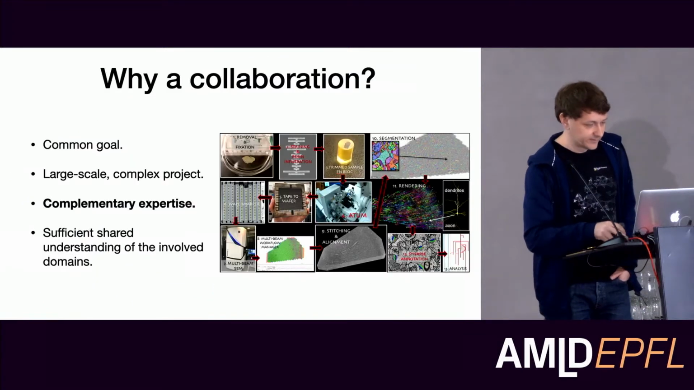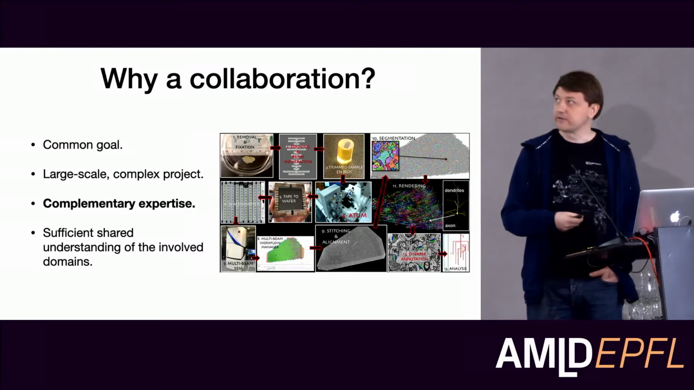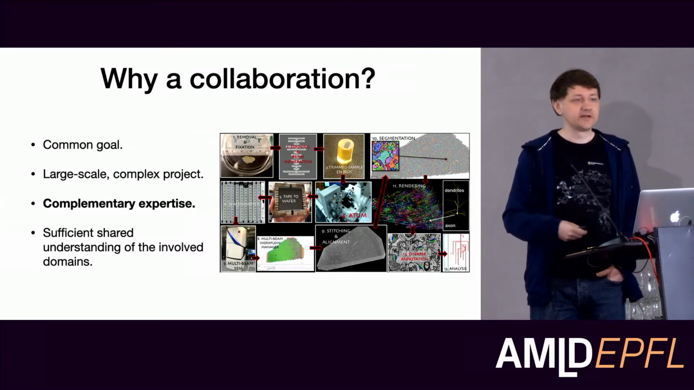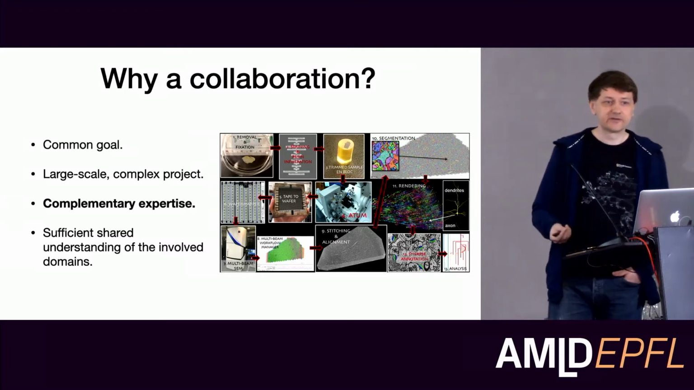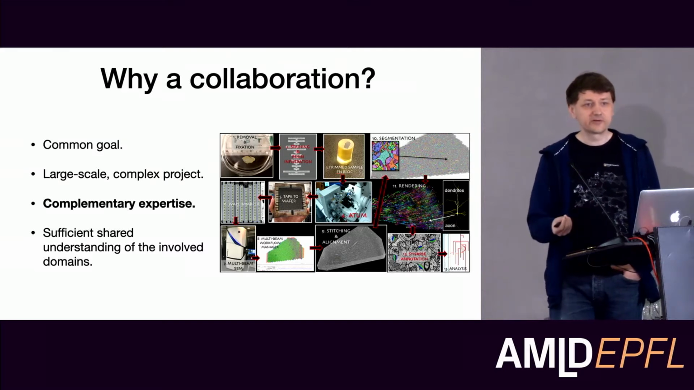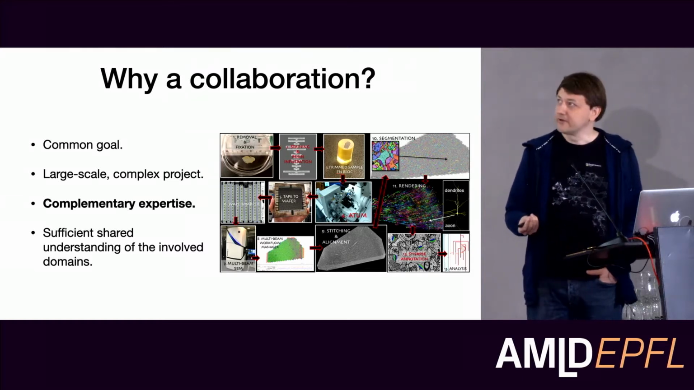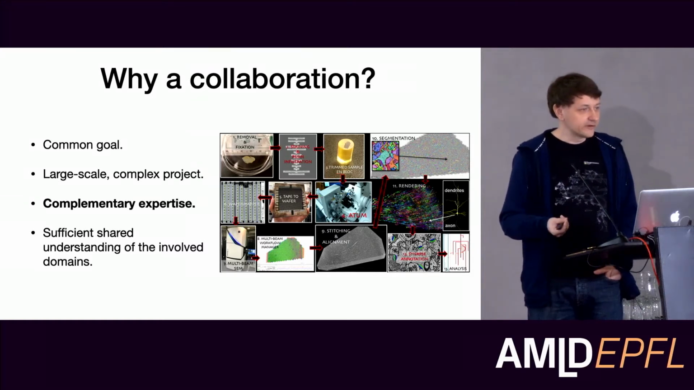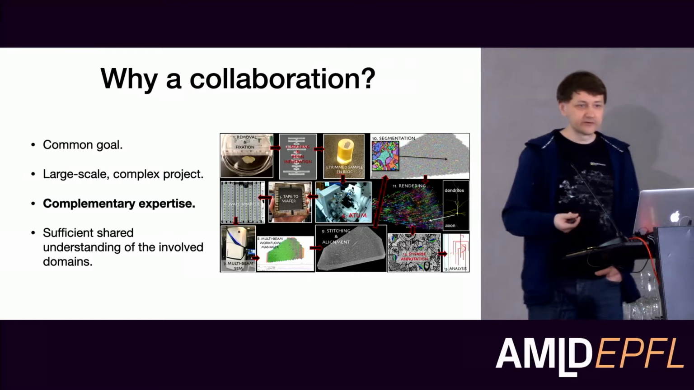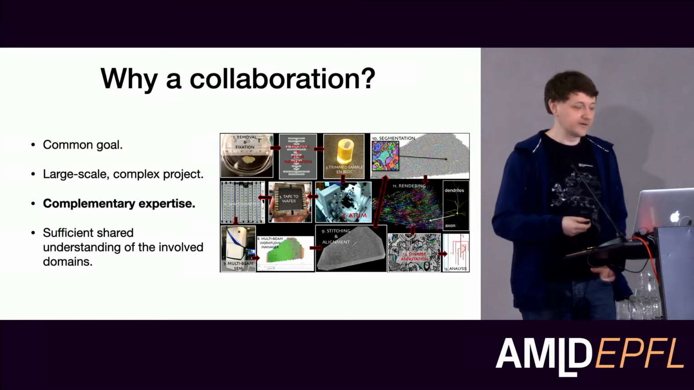All right. So one question that one might ask here is, why do this in a collaboration, right? In our experience, I can tell you that those collaborations tend to work best when there is a common goal that we are trying to solve, which in our case is easy. We are all trying to understand the brain better. They work well when the project is large and complex, which is also in our case somewhat guaranteed by the complexity of the processing pipeline.